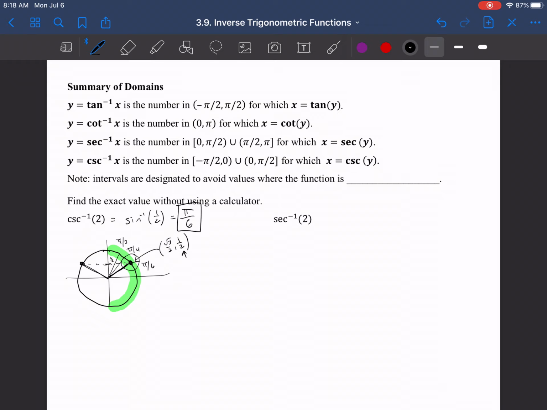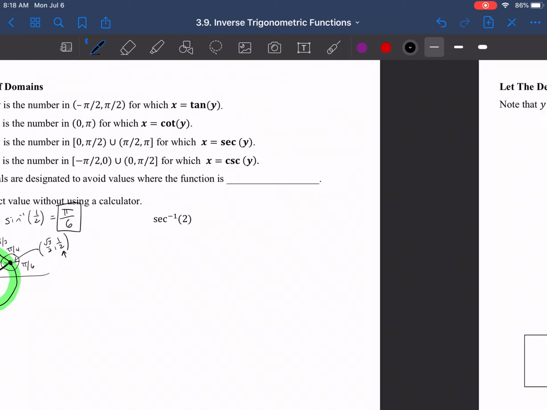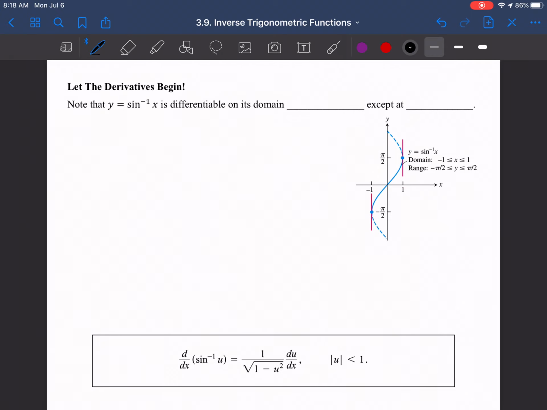There's our answer, okay? Try doing the arc secant one yourself, convert to an arc cosine, and then look at your unit circle to find the place where you get the answer. And then I'll work it out then in the notes, and you can take a look and see if you got it, okay? So let's start actually doing derivatives.